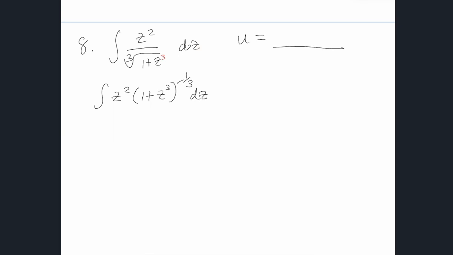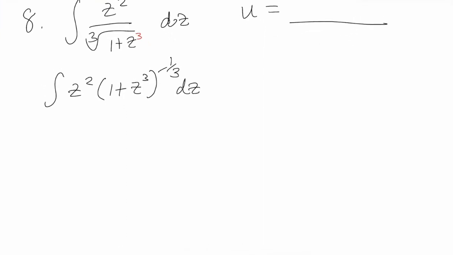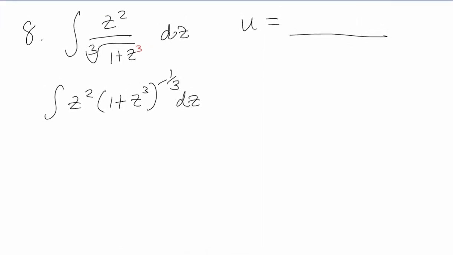Before you get started, do a rewrite to make your life a little easier. Anybody see what's stuck? 1 plus z cubed. Now, remember, that's going to go right here. That's our u. So the other things that need subbed out are z squared dz.